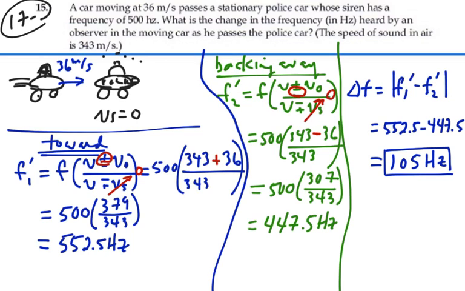So the car will hear a constant frequency of 552.5 hertz as it's approaching the police car, and then it's going to drop off rapidly as it passes the police car, and then you'll hear 447.5 hertz on the other side. So it'll pass through the 500 hertz as the car is just passing the police car. But you'll hear a constant frequency approaching, and then it will drop down to a constant frequency as it backs away.